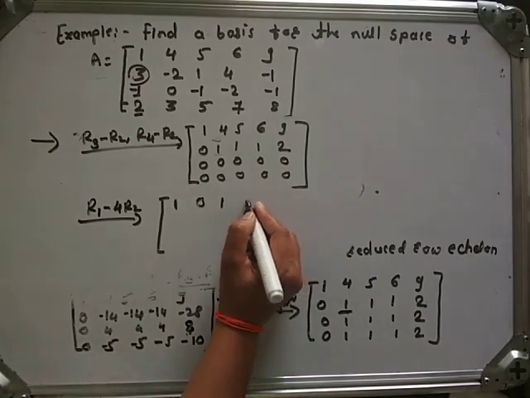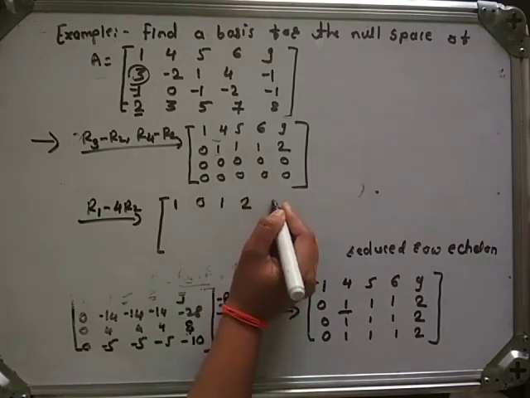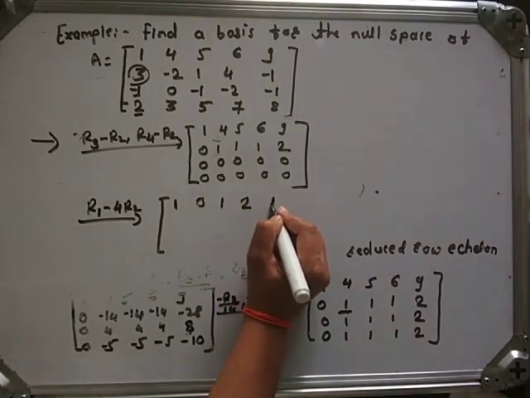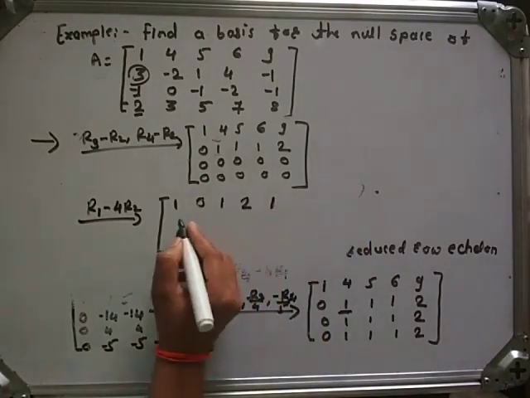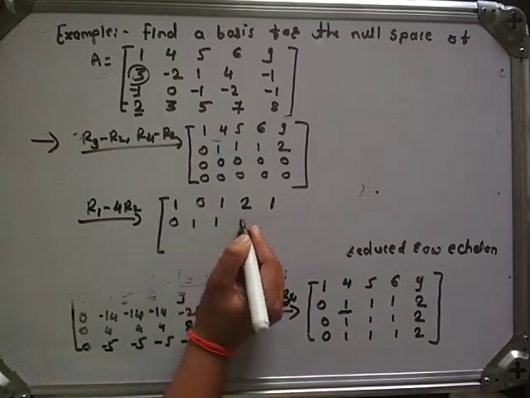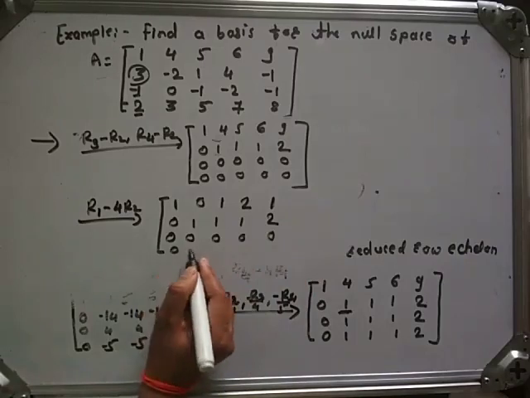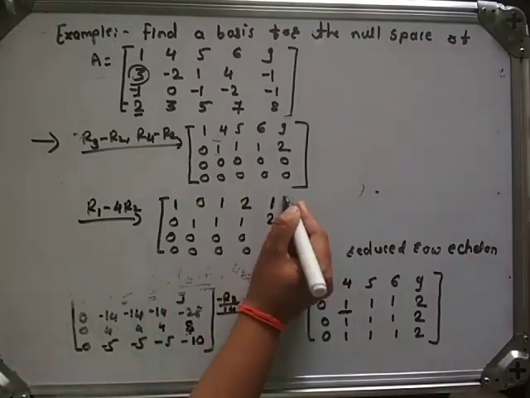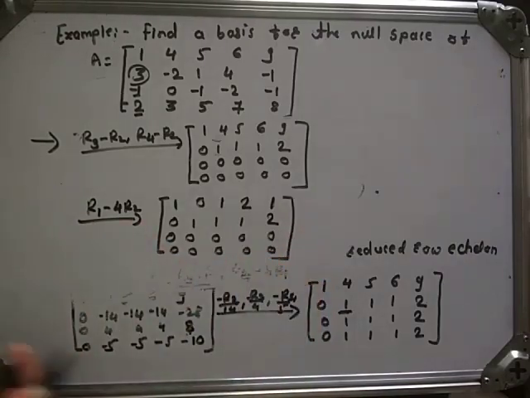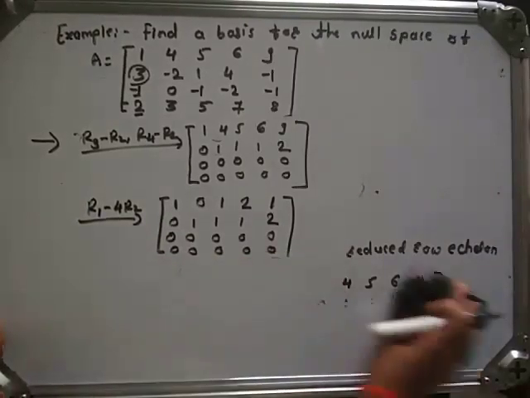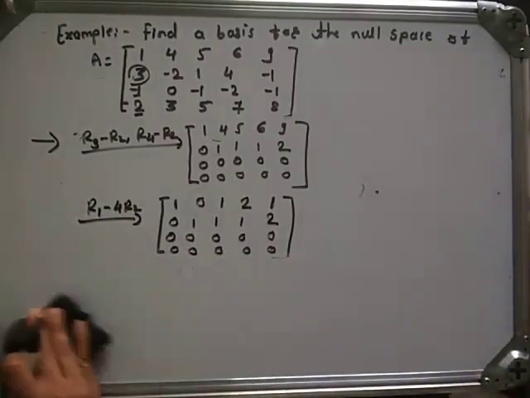Next, 6 minus 4 is 2. 9 minus 8 is 1. So our matrix will be 0, 1, 1, 2, 0, 0, 0, 0, 0, 0, 0, 0, 0. Okay. This is the row reduced echelon form of the given matrix A.